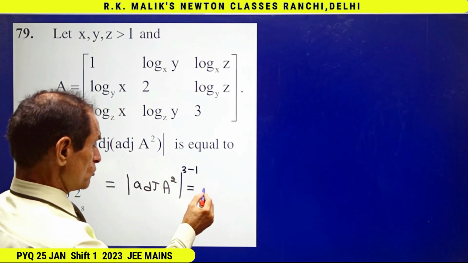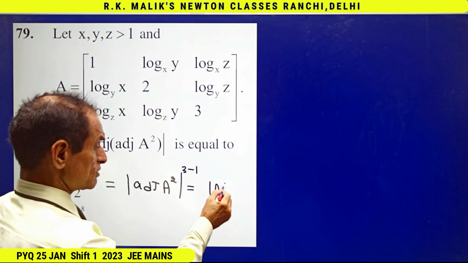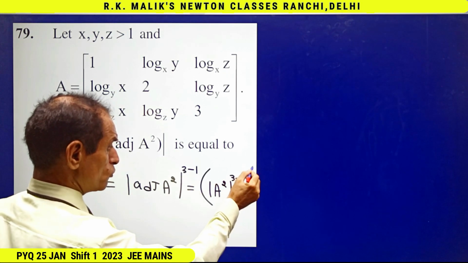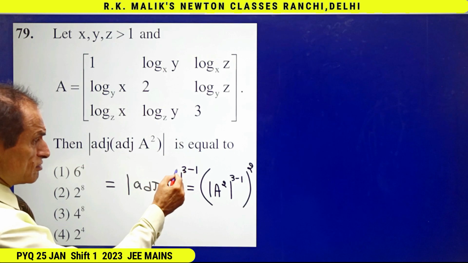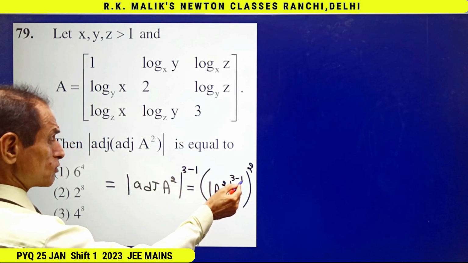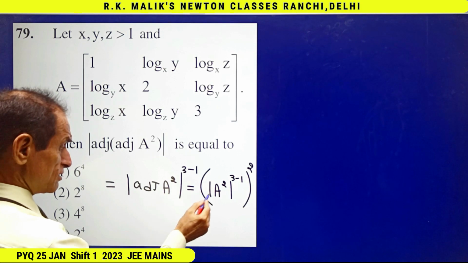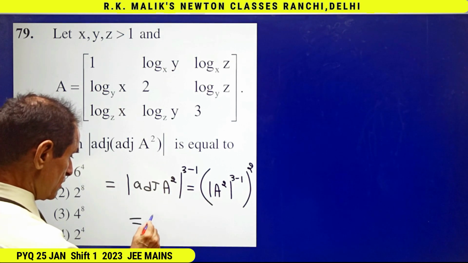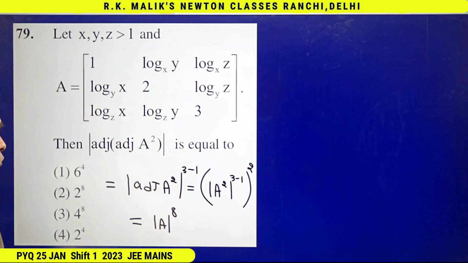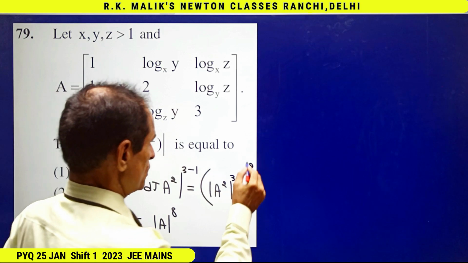And this is equal to determinant of A square to the power 3 minus 1, and to the power 2. This 3 minus 1 has become 2. This 3 minus 1 has come because of the formula, and A square is this. That is, I get determinant of A to the power 8. And now simply we have to find the value of determinant of A.